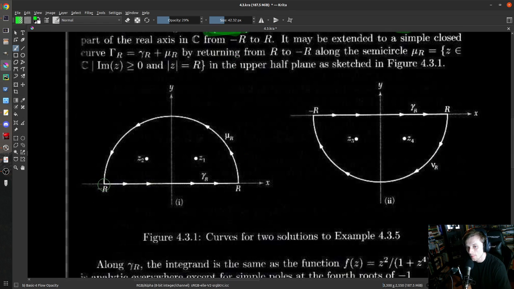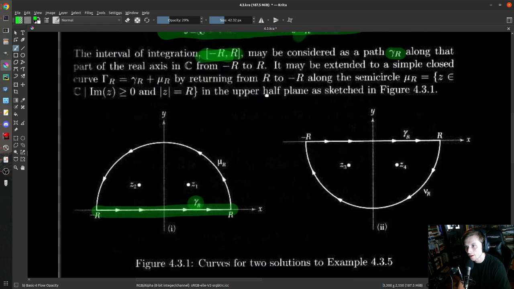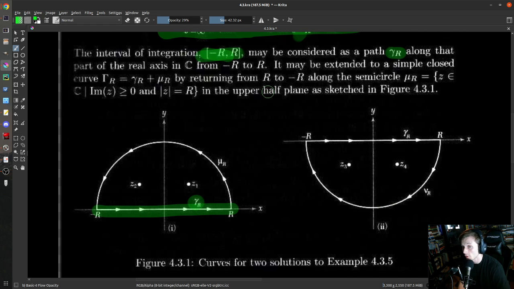That is from minus r to r. This is gamma r right here. Now we can make this into a simple closed curve by forming this little half circle, let's call it mu r, taking us from r back to minus r along the top of a circle of radius r. So put them both together, let's call that capital gamma r, where we're adding curves by going down one, then up the next. So this is a closed curve.